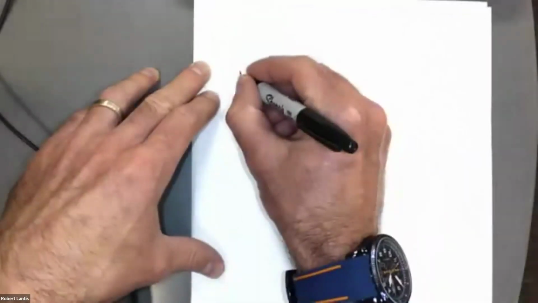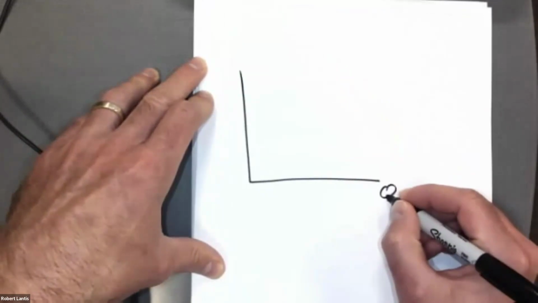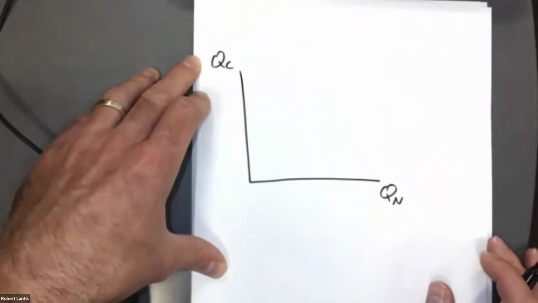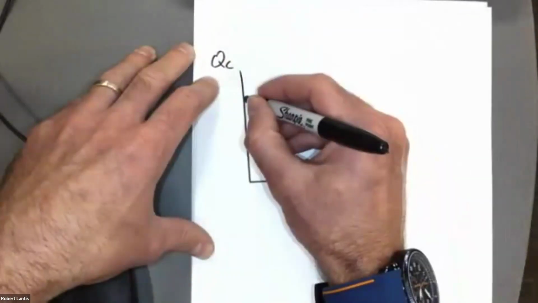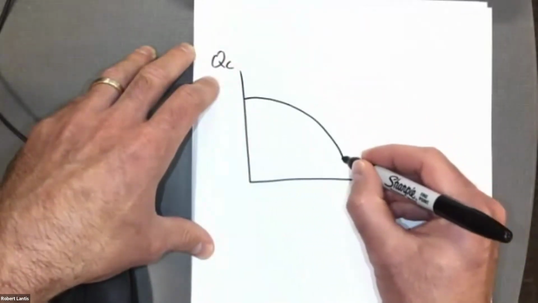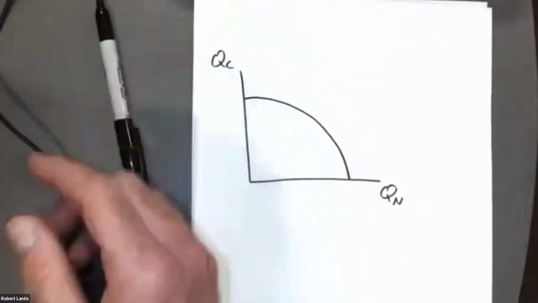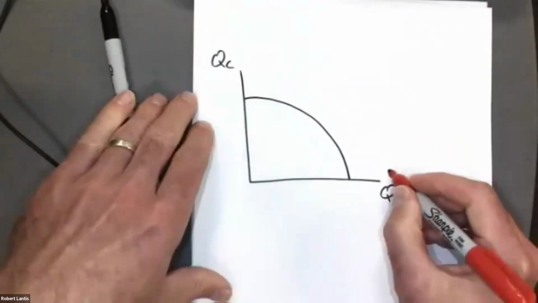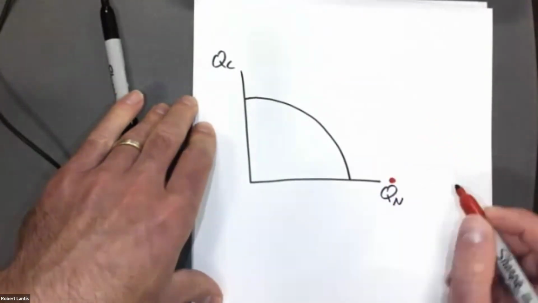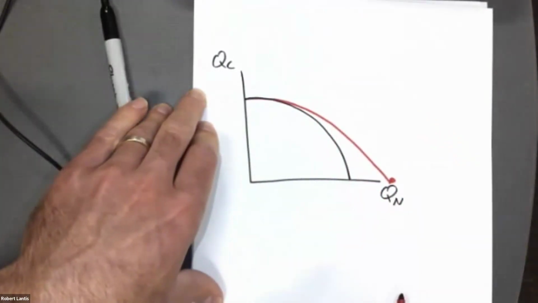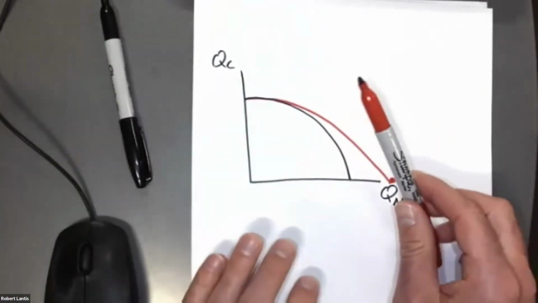So here, what am I thinking about? I've got nuclear power on the x-axis, coal power on my y-axis. So here was my production possibilities curve before. If I have a technology change that only impacts nuclear power, so this is one we didn't work through in class, this is my x-axis good. What's happening to my production possibilities curve?